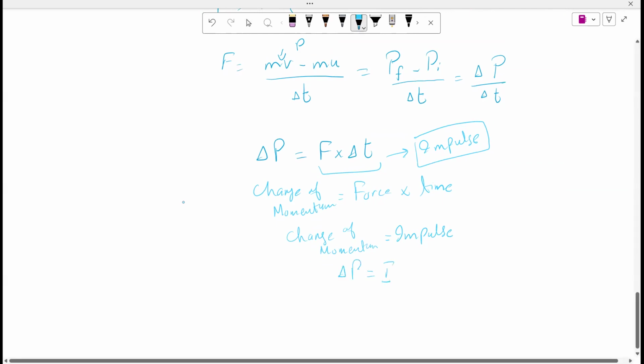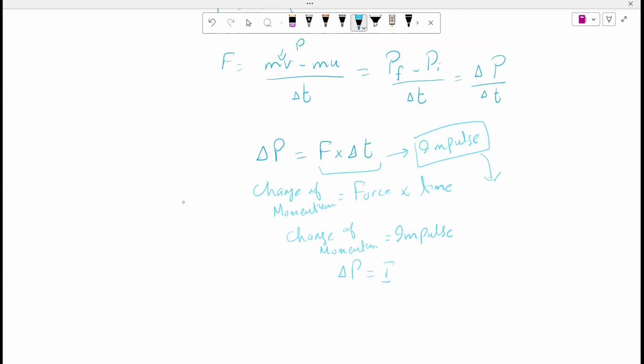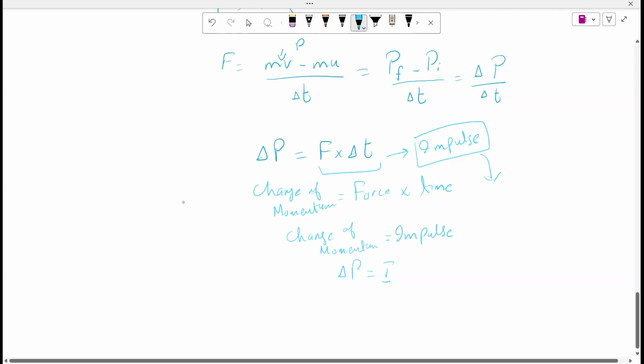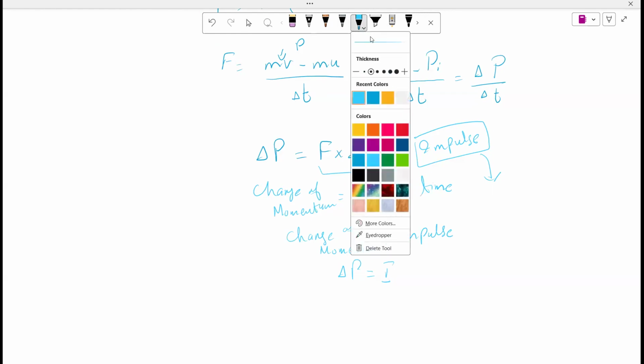Now let's discuss what impulse is. But before that, let me know if there's any question. Is there any part you want me to repeat? Okay. Moving on to how we define impulse, or what impulse is.